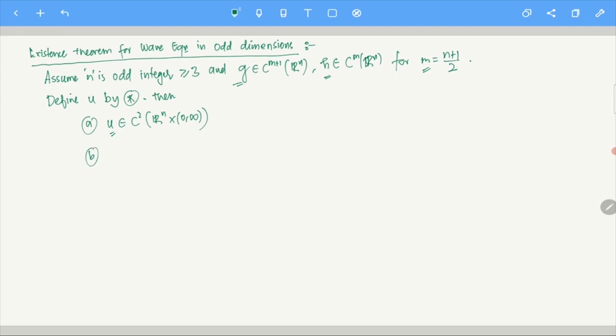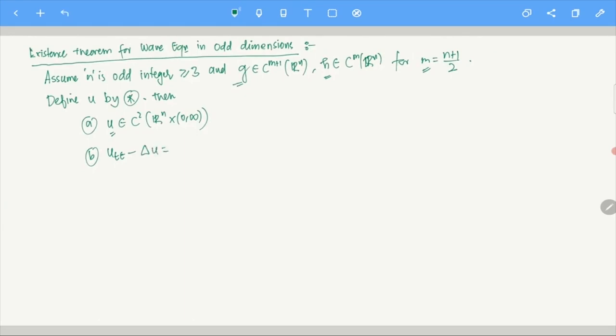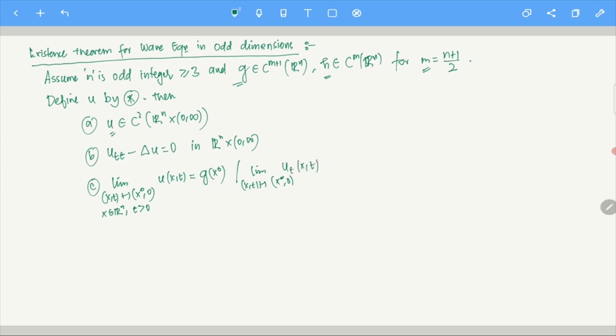Number 2 is, of course, u satisfies the wave equation. So this theorem guarantees that the solution which you are getting with star is actually the original, explicit solution of the wave equation in R^n cross (0, infinity). And the limit as (x,t) goes to (x naught, 0), x in R^n, t positive, of u of x,t is g at x naught. Clear? So u satisfies the boundary condition, and the limit of u_t of x,t is h of x naught.